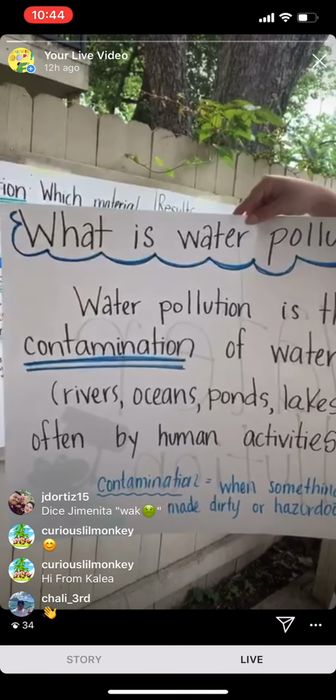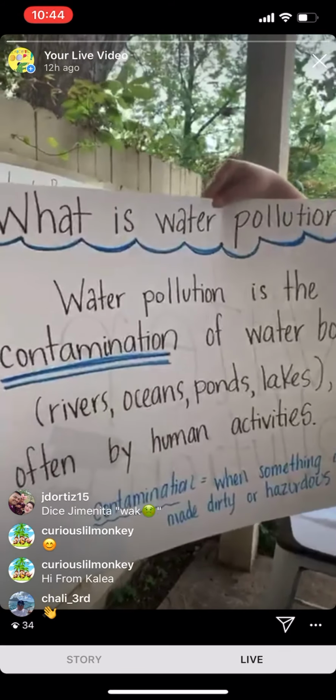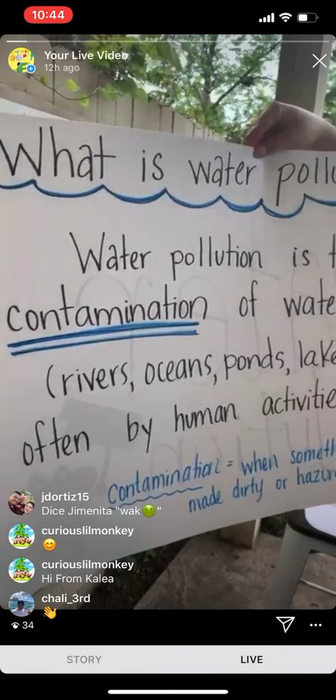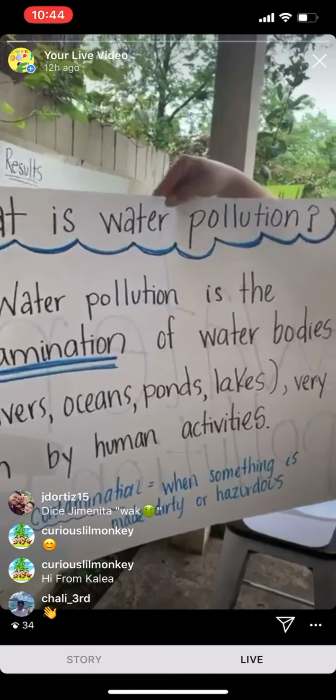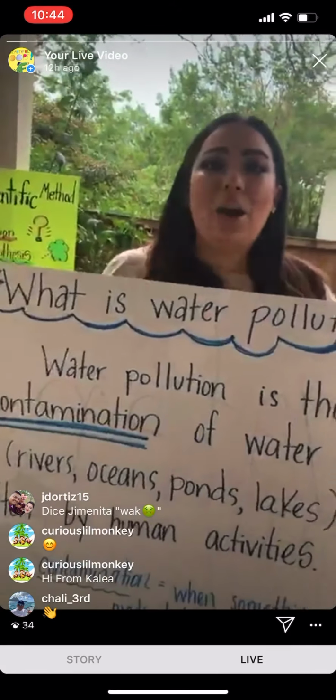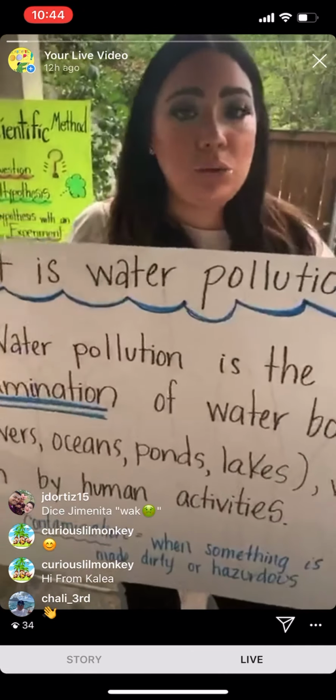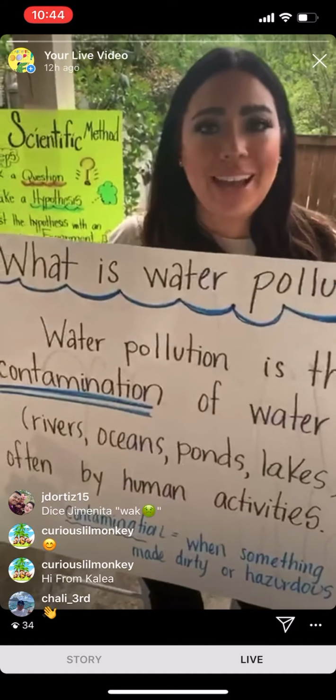And we've learned that water is extremely important. We cannot live without water. And we know that there isn't a lot of water that we are able to drink. And so when we talk about water pollution, we want to learn, how can we avoid it? How can we do something about it? Okay, and that's what we're going to learn about today.